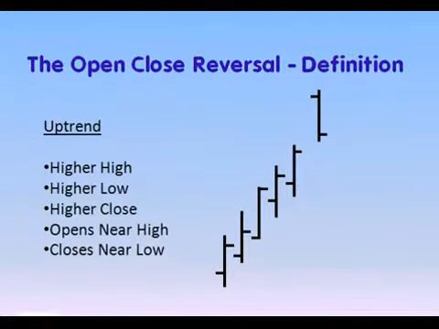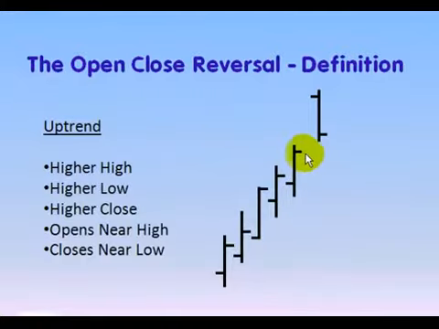Okay, I've now displayed an open-close reversal price bar and placed the definition on the left. You may wish to pause the video to write the definition down to help provide an opportunity to learn it. But let's go through it. The open-close reversal has a higher high. So the high on the price bar here is higher than the previous high down here. It also has a higher low. So the low point on the price bar here is higher than the previous low point here. And it has a higher close. So just like with the highs and lows, the close here is above the previous close here.